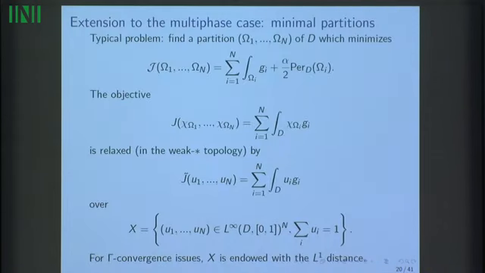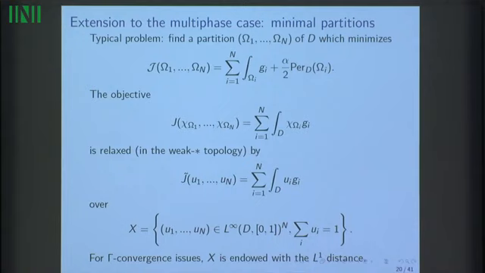Okay, so let me now turn to the multiphase case. In the multiphase case, you have a partition of D in n phases, and typically an example of cost function is this one. So you have the sum of the perimeter of each phase, and you have a volumic term which is very simple, but I want to focus on this, so I take something very simple here, and I will say a few words on how one can perhaps change this.